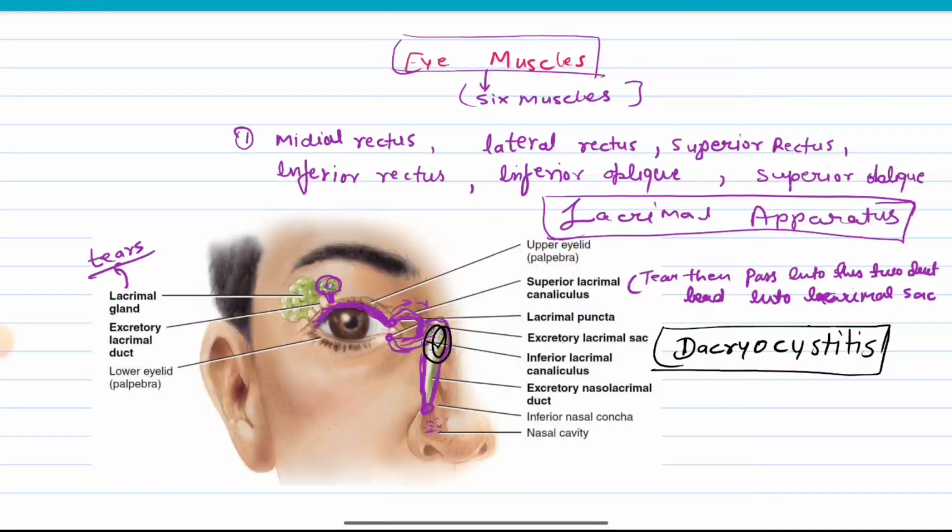Because of the bacterial infection of the lacrimal sac, the nasolacrimal duct, through which the fluid enters the nose, gets blocked. So this is an infection of the lacrimal sac, usually caused by bacteria, and the bacterial infection results in blockage of the nasolacrimal duct.